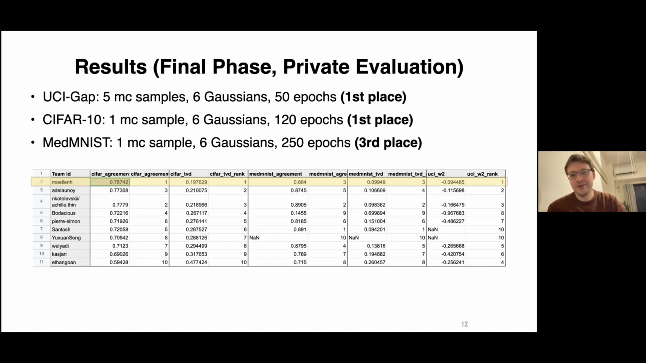And for the final phase, there was not only the ResNet. So the UCI gap was a fully connected network, a small one, and MedMNIST was a LeNet 5, I think. So there's some small diversity in the architectures, but of course it's a very interesting direction for future research to see how well these methods work on, let's say, graph neural nets or transformers. And we did not look into it yet.